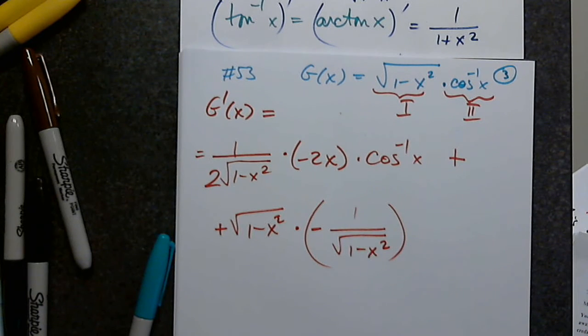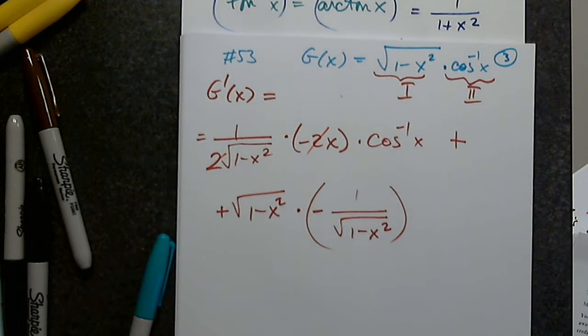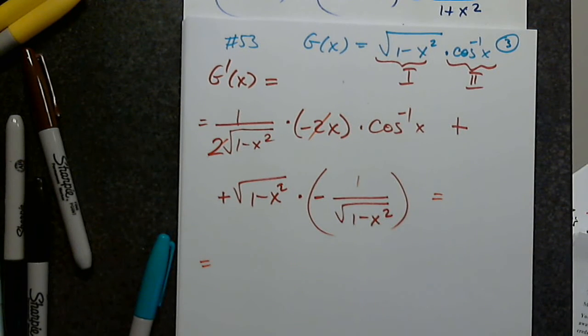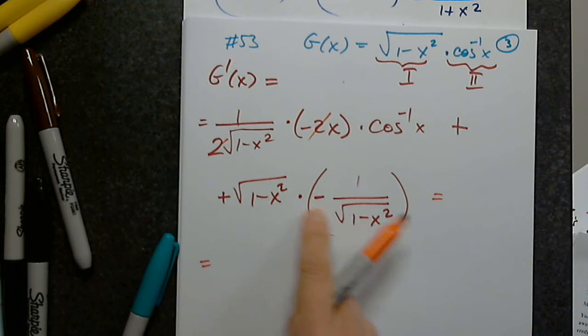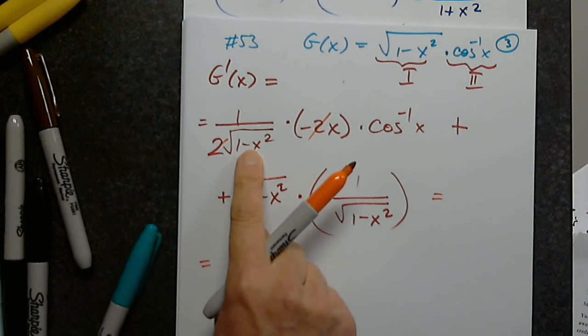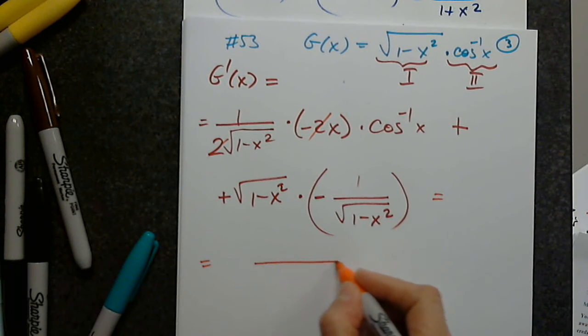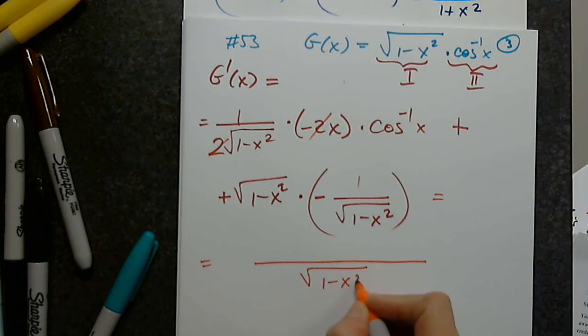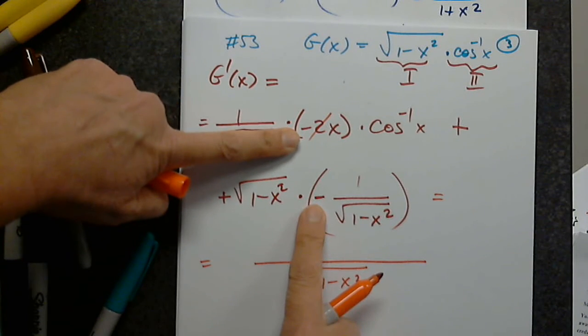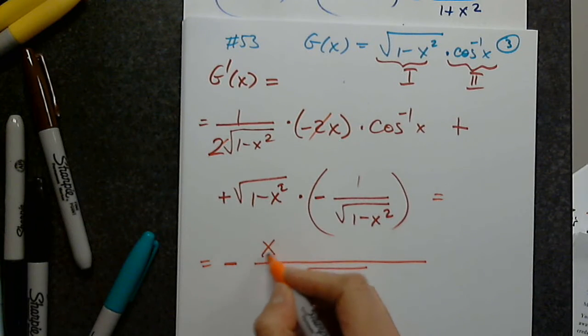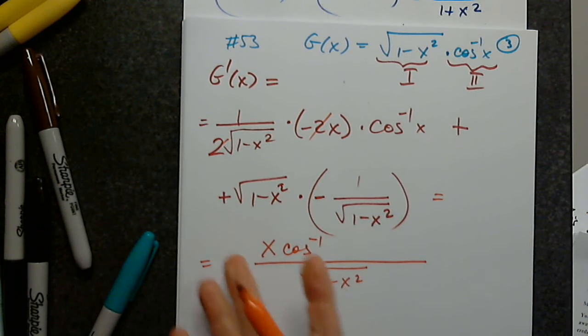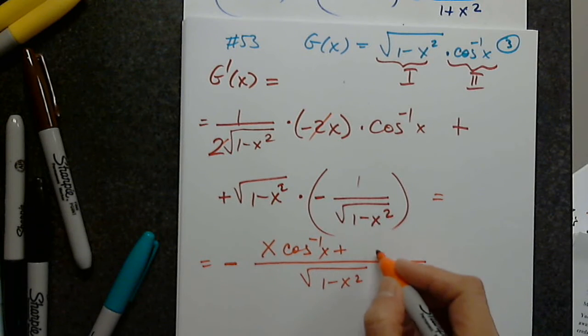And yes, we can simplify it a little bit. I will divide by 2. Yes, I can simplify these two. However, I don't see a point because I still have the same denominator again. So I'm just going to write a long fraction line, the square root of 1 minus x squared. Both terms will be negative, so I'll put a minus in front. The top of the first one is x cosine inverse, and the top of the second one is positive x, of course, plus 1.